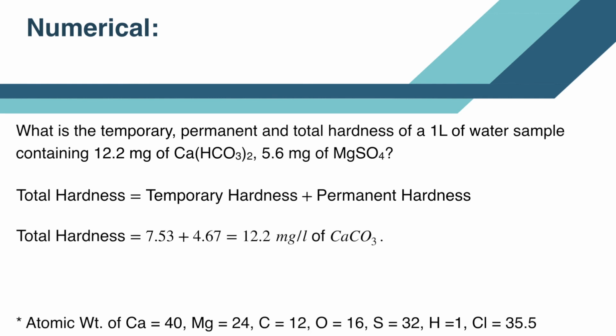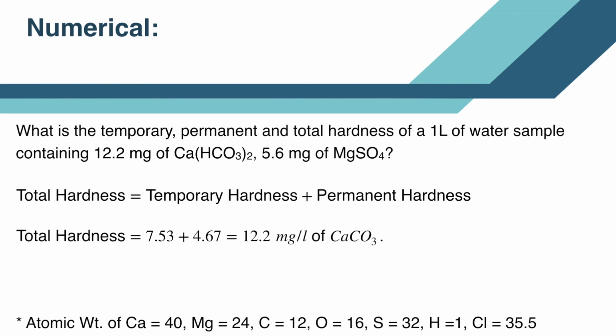Now, finally, if I ask you one question: in this water sample, if I boil the water and filter it properly, how much hardness can be removed? Remember, by boiling and filtration, which hardness can be removed? Temporary hardness. Permanent hardness cannot be removed by simple boiling and filtration. So if I boil and filter this water sample, the 7.53 milligram per liter of calcium carbonate equivalent will be removed because this is temporary hardness. The remaining 4.67 milligram per liter of calcium carbonate equivalent will not be removed because that is permanent hardness.